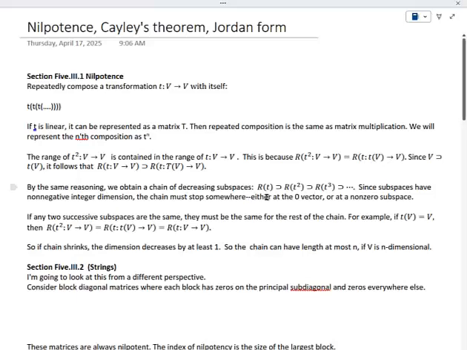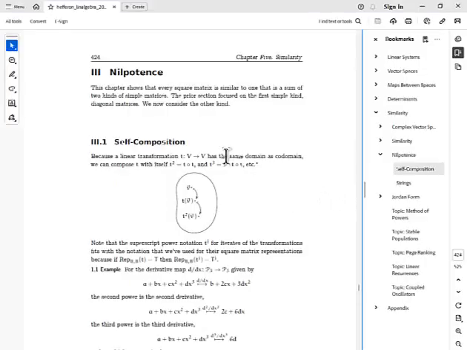Okay, so I want to go back over some of this material on nilpotence. You see the picture here. The idea of self-composition, that you have a vector space V, you have a vector in the vector space, and you keep applying this transformation to itself. Now, if you've had abstract algebra, this maybe should remind you of the idea of orbit, and it's somewhat similar to that, but there are also some differences.